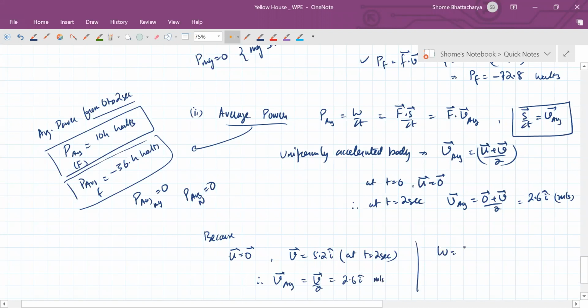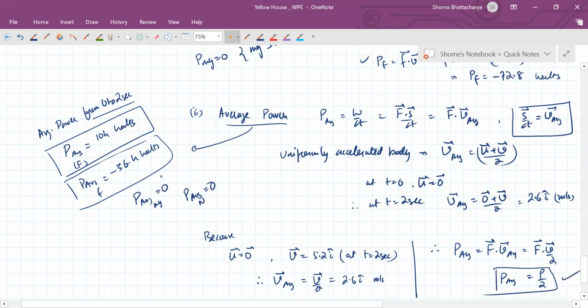So therefore, the instantaneous power and the average power, it is half of the instantaneous power. So that's how I'm directly using that, okay, to get these two values. So that's the trick I was telling you about.